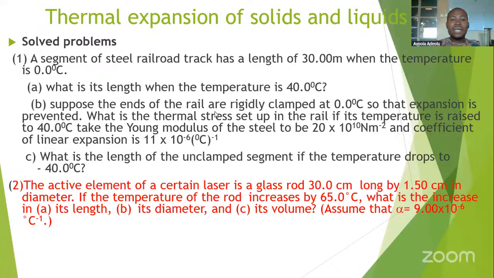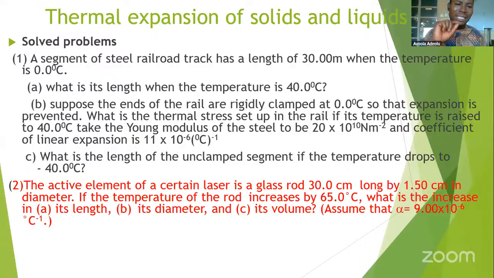So suppose the ends of the rail are rigidly clamped at the initial temperature, so that it does not allow expansion to occur. That is, maybe you fix the first end so that when the temperature increases, it will not expand at that end. Then you fix the second end also. They are now asking you to calculate the thermal stress. The rod wants to expand, but because you have clamped the two ends, it will not be able to expand, so it will be passing through some kind of stress. They say calculate that thermal stress.